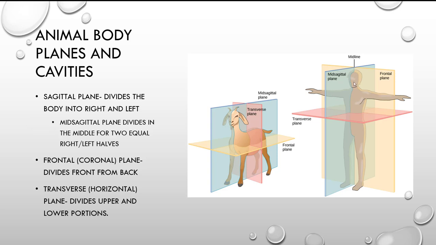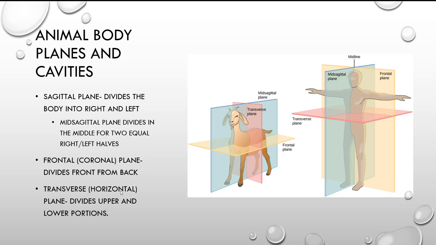But it depends on where it's cut. If it's cut off of the arm, then that would just be a sagittal plane. Okay, so mid-sagittal divides the middle to receive two equal halves. Okay, so sagittal cuts the sides, the right and the left.